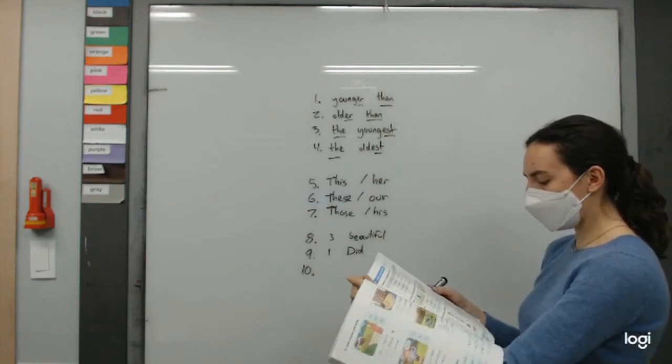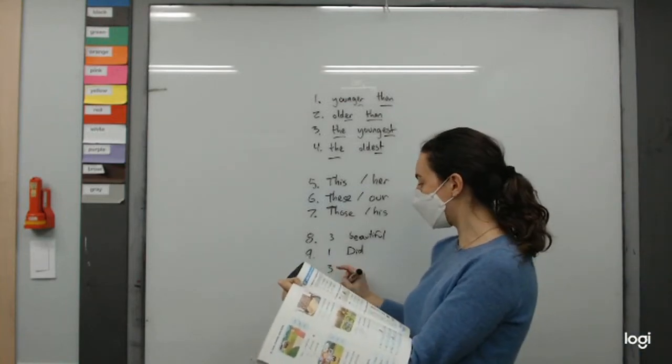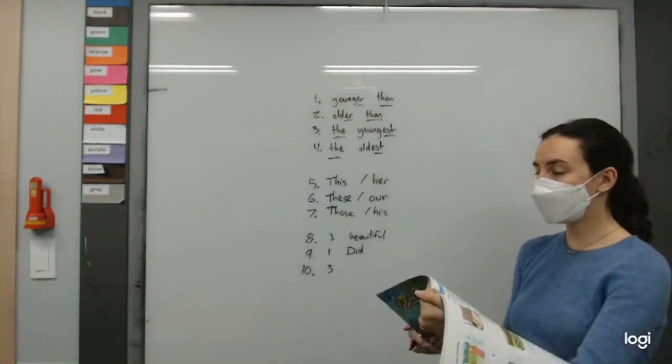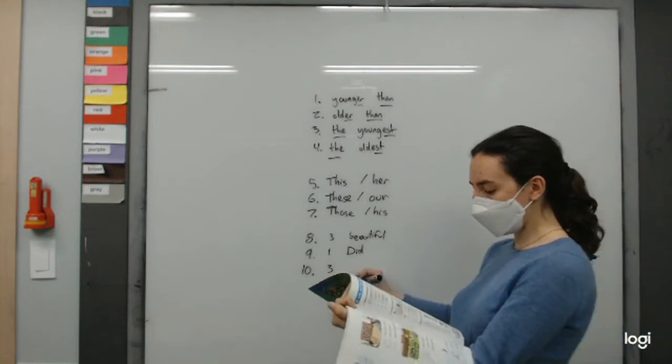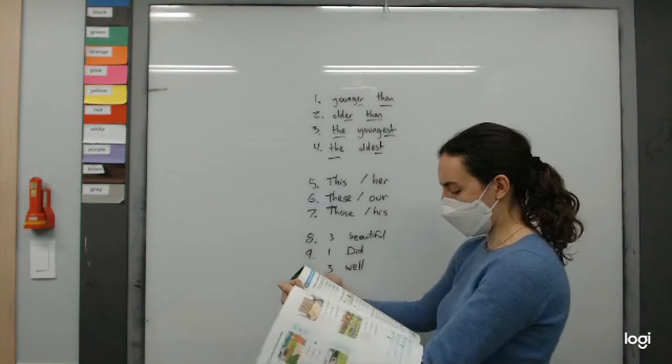Number 10, Tim speaks French good. Okay, this, again, good is an adjective. We are talking about speaks, how Tim speaks. So the adverb version of good is well. Tim speaks French well. Okay.